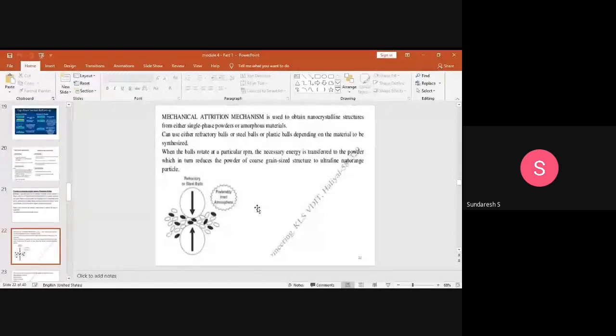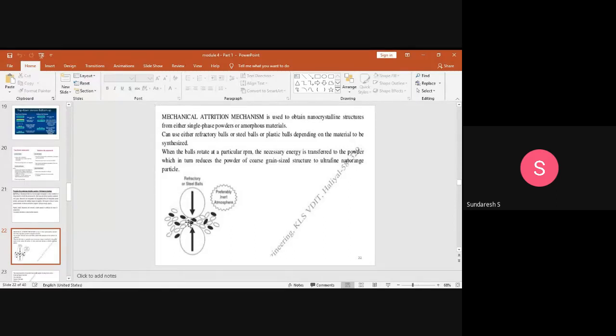So here we can see the two refractory or steel balls. There are two steel balls or refractory balls or plastic balls, depending upon what type of material you are synthesizing. When the balls rotate at a particular RPM, the necessary energy is transferred to the powder, which in turn reduces the powder of coarse grain sized structure to ultra-fine nano range.